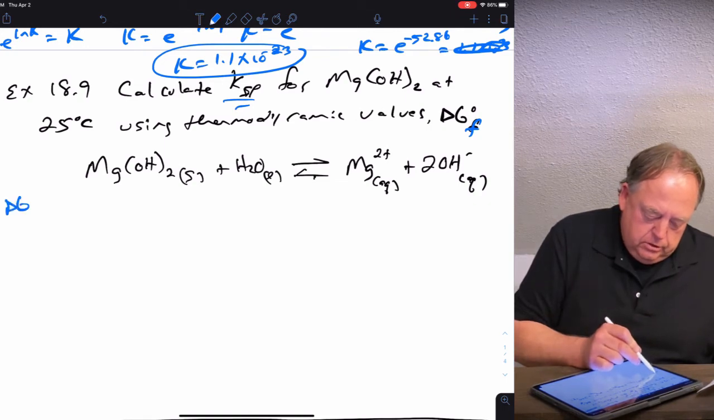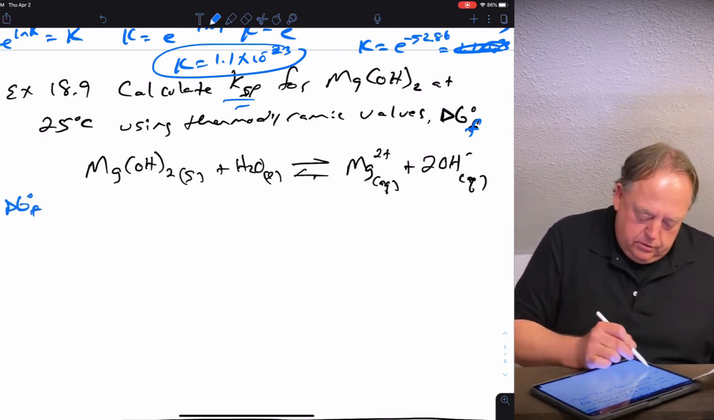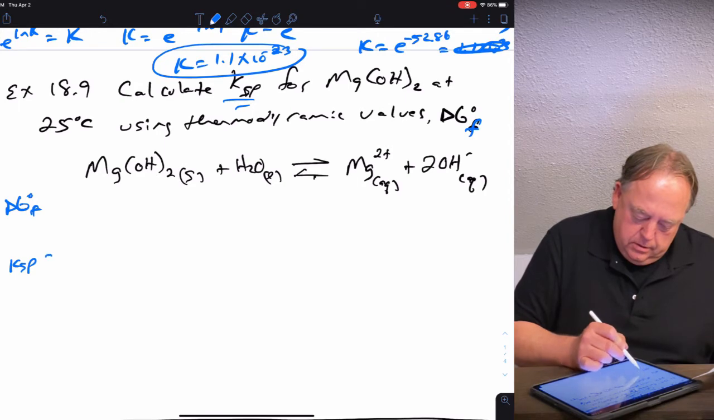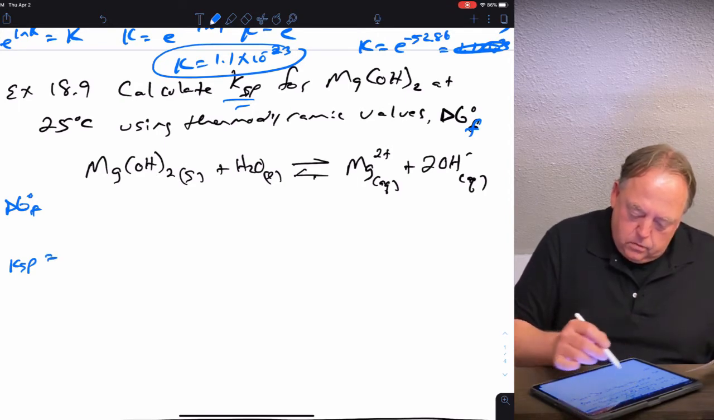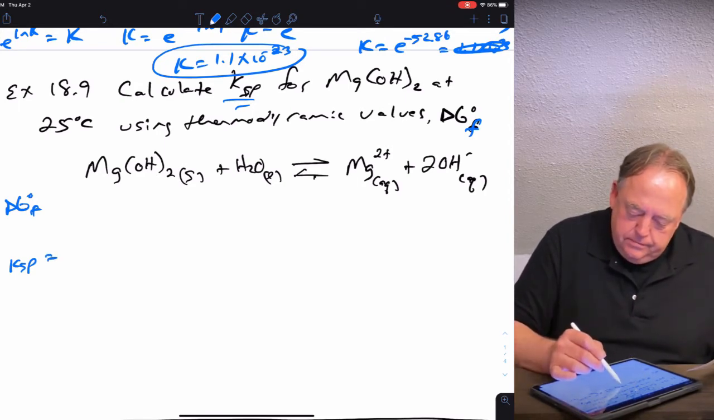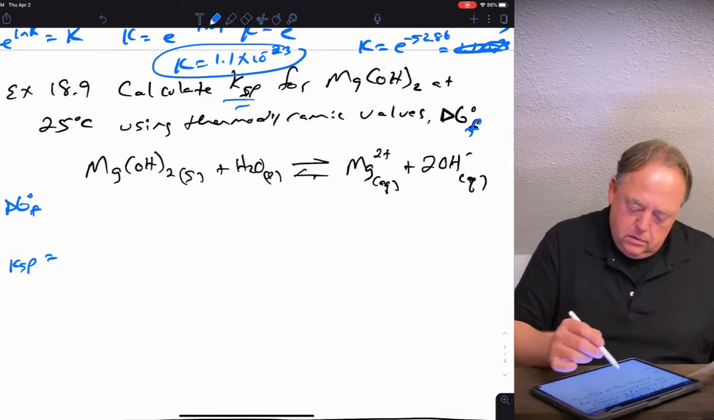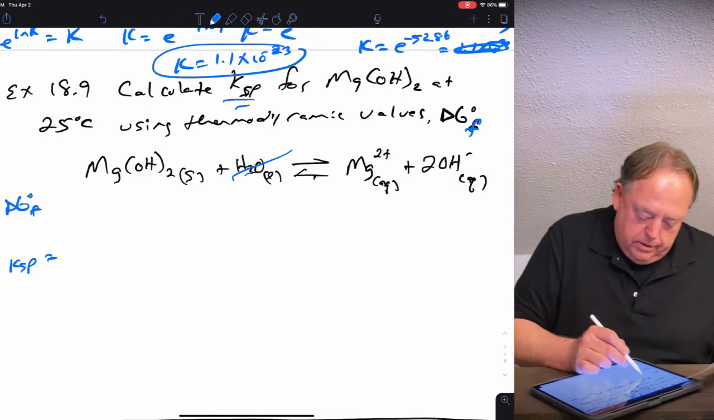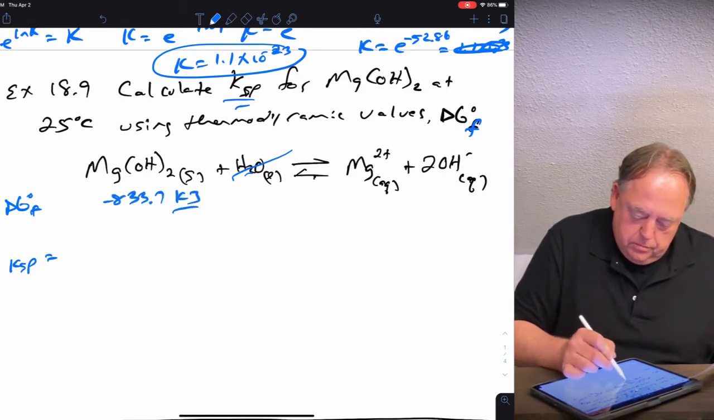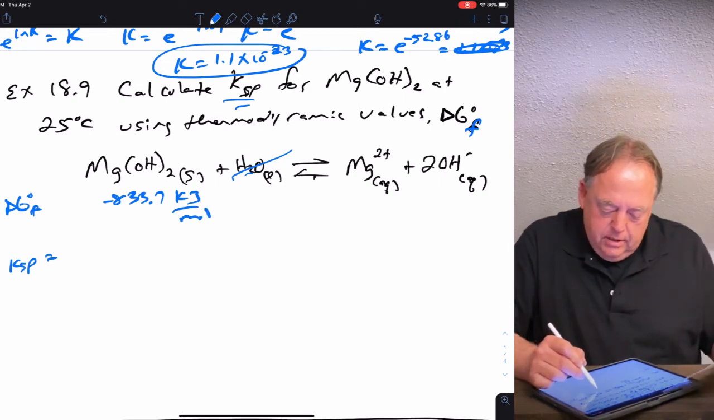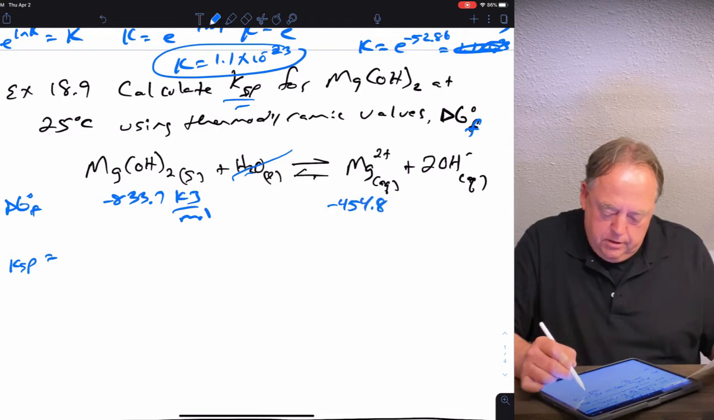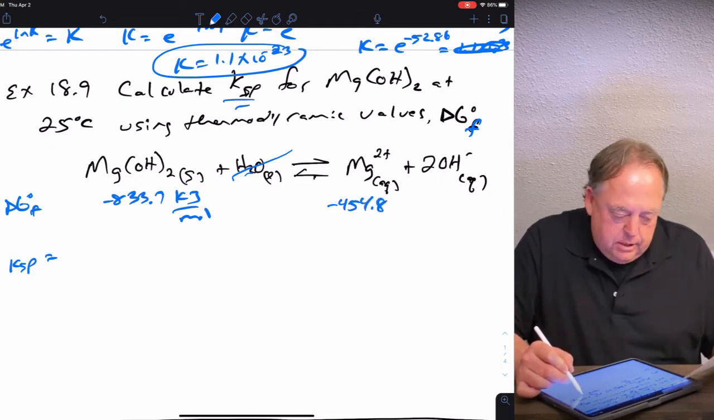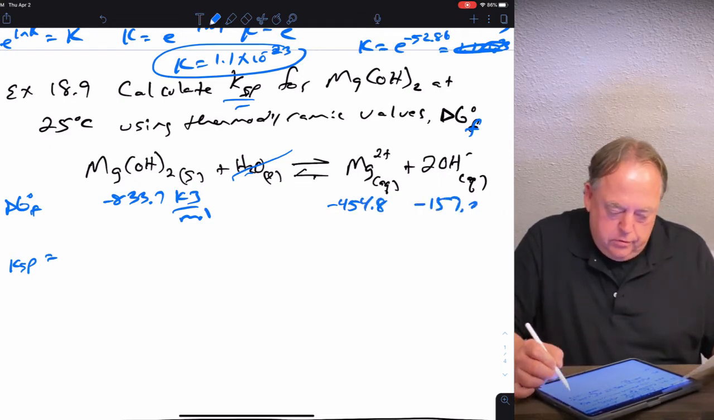So, delta G naught formation values. If you remember KSP, we ignore the water. Negative 833.7 kilojoules per mole for magnesium hydroxide. For magnesium aqueous, it's negative 454.8, and hydroxide, negative 157.3.